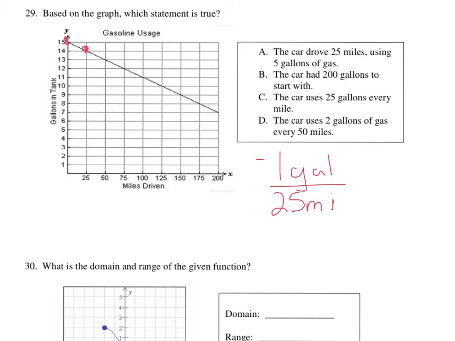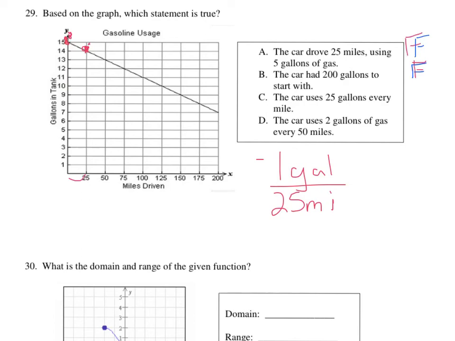So it says, A, the car drove 25 miles using 5 gallons of gas. No, we just figured out that it took 1 gallon of gas to drive 25 miles. So A is not a good answer choice, so we're going to put false. B, the car had 200 gallons to start with. Well, we can see here that this is our starting point, the y-axis. We're starting at 15 gallons. So B is false.